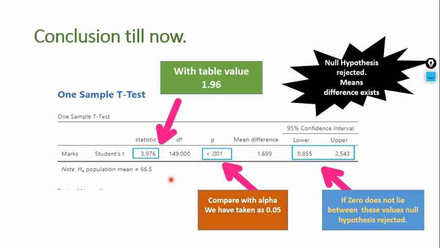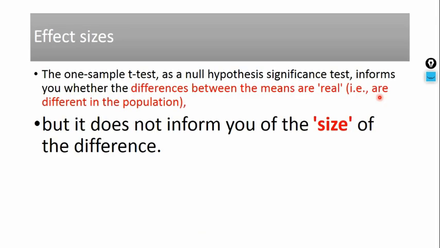The null hypothesis is rejected. What was the null hypothesis? Mu, the population mean of our data set, is equal to 66.5. Rejection means it is not equal to 66.5, it differs. Null hypothesis rejected means a difference exists. The difference exists, but what can we say about the size of the difference? How do we check the size of difference? If we discuss the size of difference, we should know about effect size.